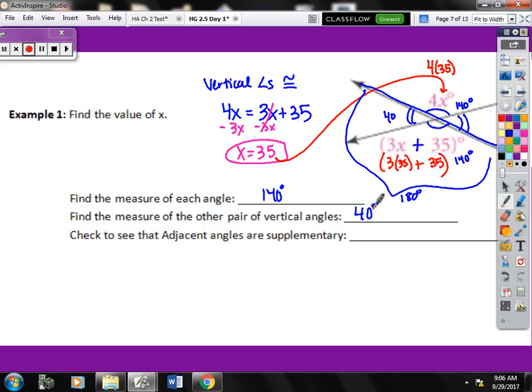Check to see that the adjacent, which means next to, angles are supplementary. So 40 plus 140 is 180. Yes, yes, and yes.